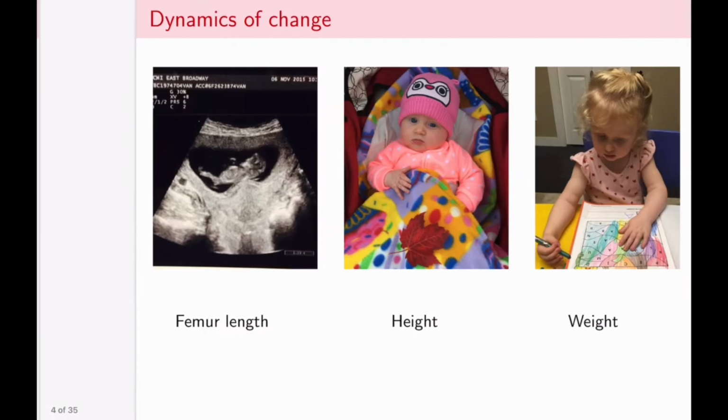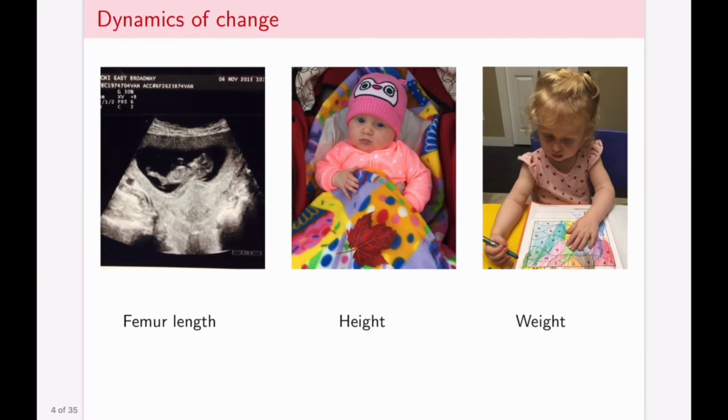So first of all, let's recall that calculus is a study of change, and the dynamics of change most noticeably occur through time. These are the pictures of my daughter as she was growing and continues to grow. When she was still inside of me with the ultrasound, it was the femur length that her growth was determined by or tracked by. When she was already a baby, it was the height the doctors were measuring, and now that she's a toddler, it's the weight they're tracking.